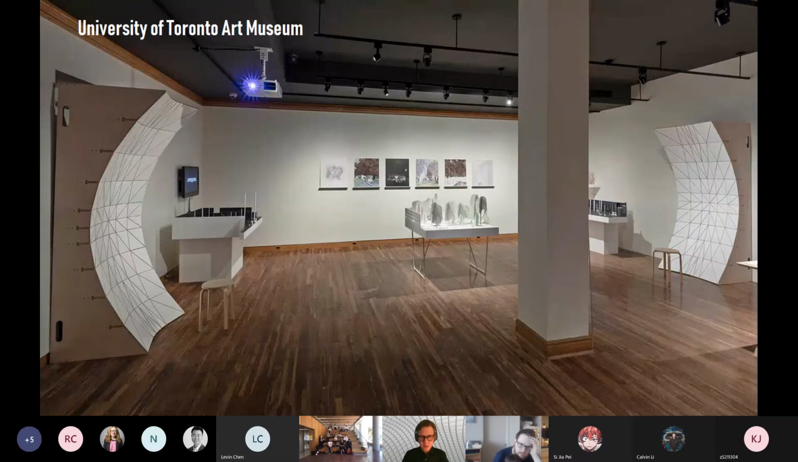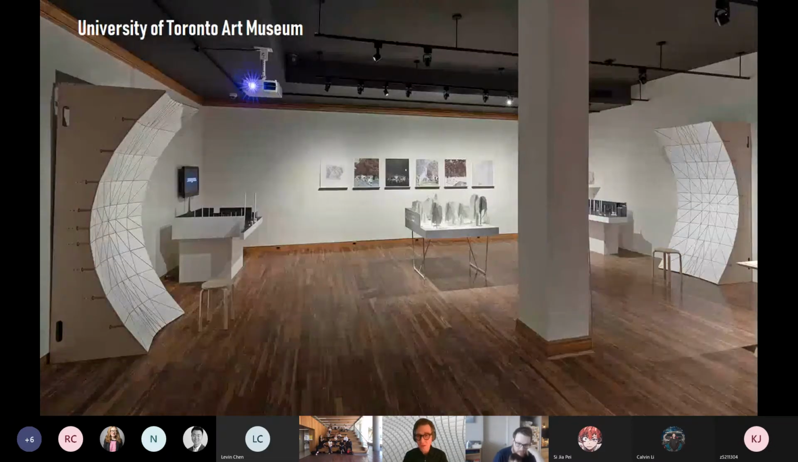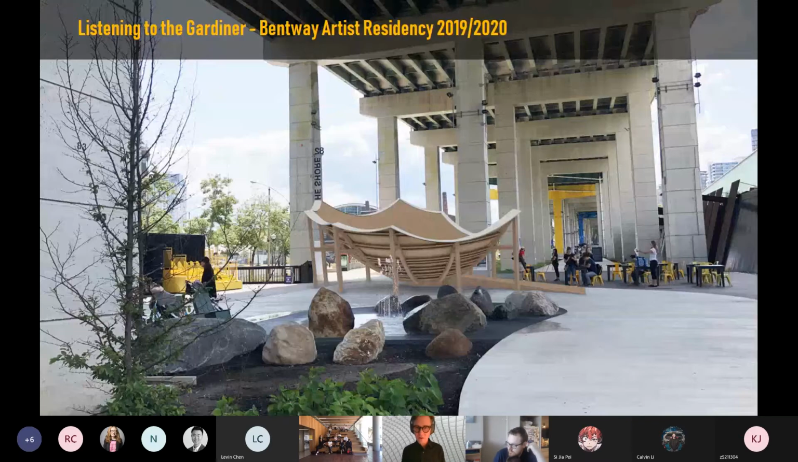So this was the installation. And while we didn't win the competition, so we weren't able to build the full thing, we did win the People's Choice Award for that art project. We then got an artist residency the next summer at the Bentway, which is this large public space underneath the Gardiner Freeway in Toronto, where Mitchell and I built some other sound installations.